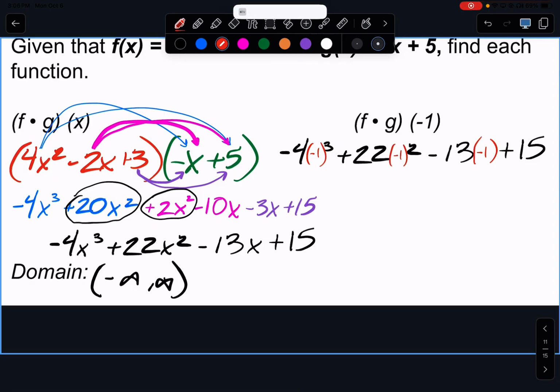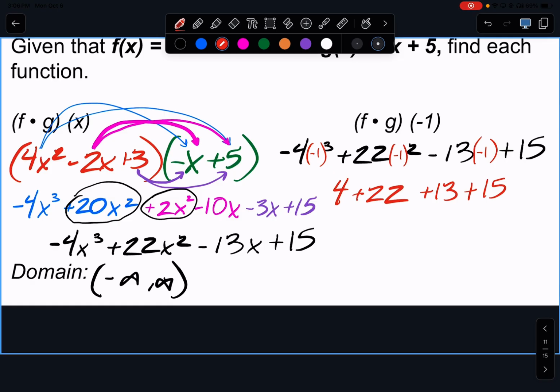All right. What's negative 1 cubed going to be? I'm right here. Negative 1 cubed. What's that going to be? That's going to be negative 1, because negative 1 times negative 1 would be positive 1, times another negative 1 would be negative 1. So negative 1 times negative 4 is going to give me a positive 4. Okay, then I've got negative 1 squared. So that's going to give me a positive 1. So it's going to be plus 22. And then negative 13 times negative 1 gives me a plus 13 plus 15.